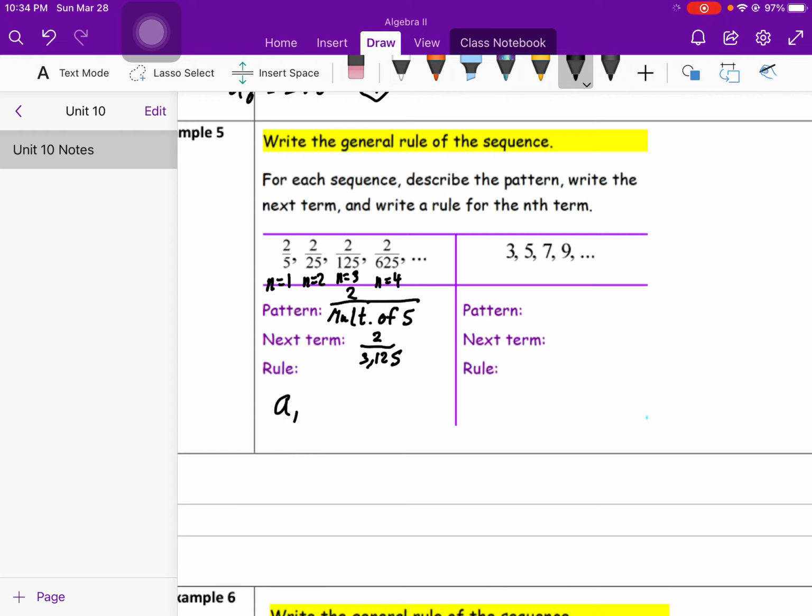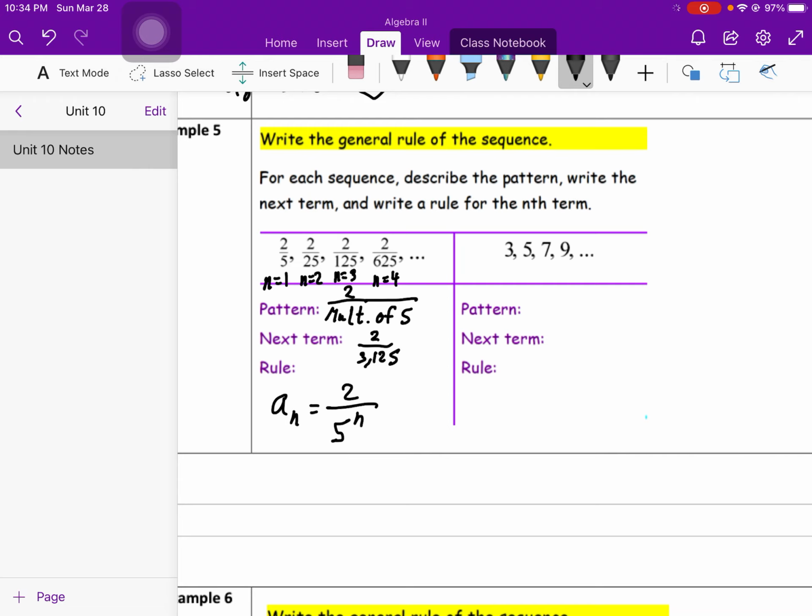And how this one's going to look is a of n, we do that every time. 2 is on top every time, so nothing is being affected by the n there. It's actually 5 to the nth power. Because if we think about the first part of the sequence, 5 to the first would be 5 on the bottom. 5 squared would give us the 25. 5 cubed would give us the 125. So it does fit the pattern that we have here.